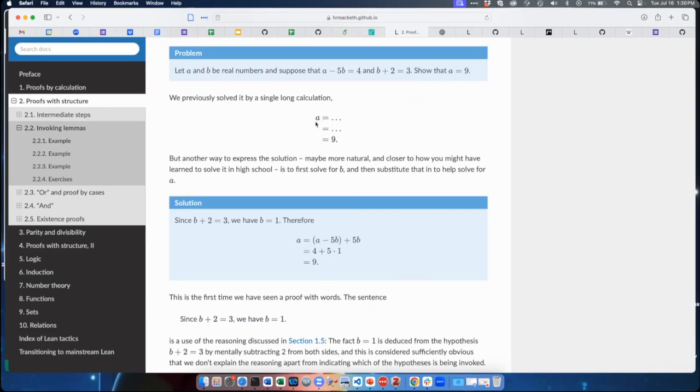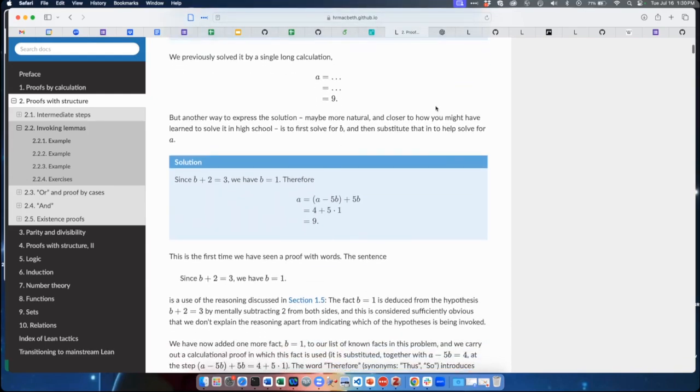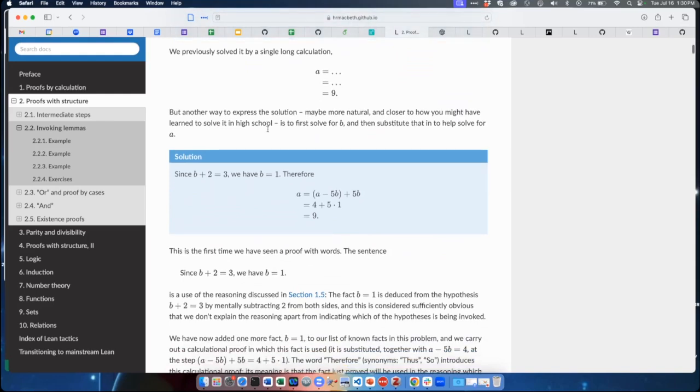Previously, this was solved using a single long calculation. A is equal to a whole bunch of things. And you look at this and you're like, well, I can use the method of staring and find out that b should be equal to 1. So maybe it would be helpful if I just came out with finding my solution to b and then plug that in to my calculation with a. This is closer to how we often solve problems using high school algebra methods: first solve for b and then do substitution.